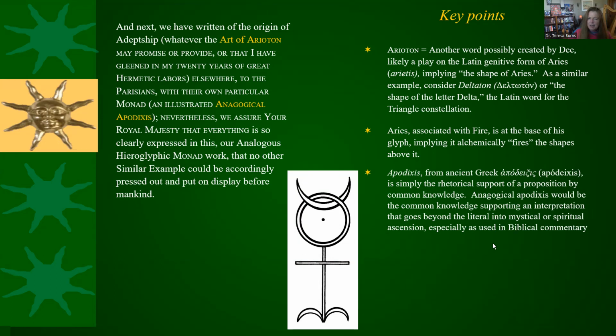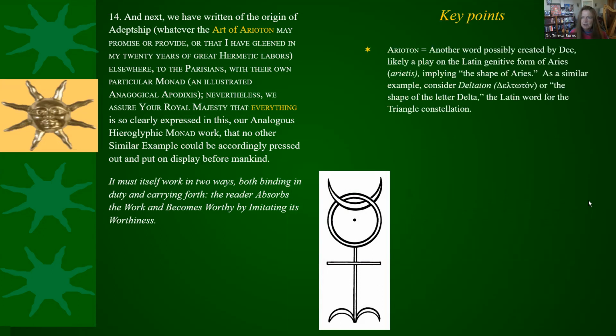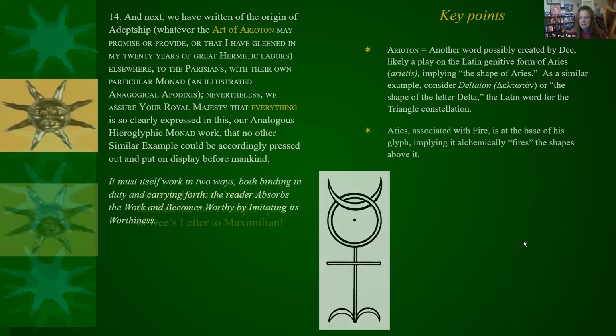Nevertheless, we assure your royal majesty that everything is so clearly expressed in this, our analogous hieroglyphic monad work, that no other similar example could be accordingly pressed out and put on display before mankind. Pressed out again, like a magical seal. Everything. This is John Dee's theory of everything, as my co-translator Nancy Turner is fond of saying. Oh, and we have another slide where I put everything in gold, just so I could say that. Oh, this is the same slide.